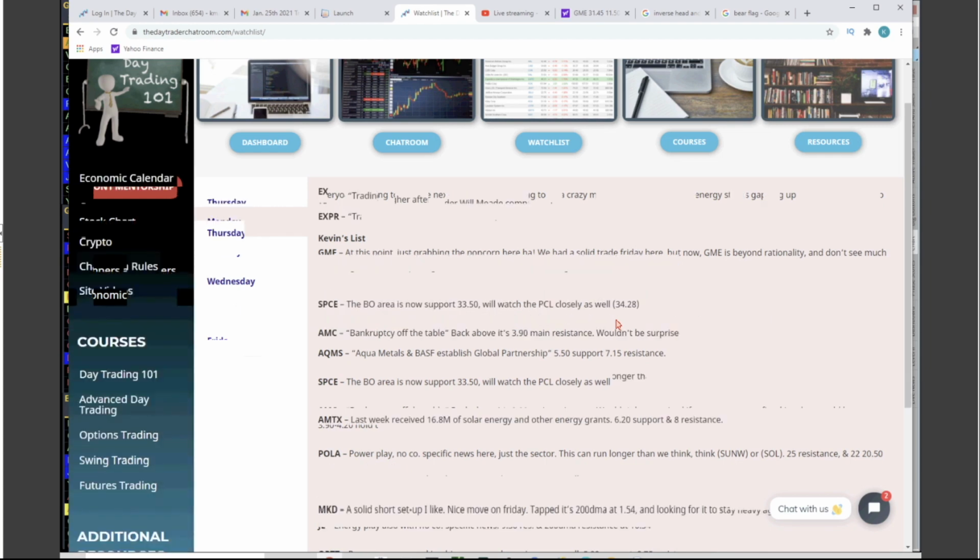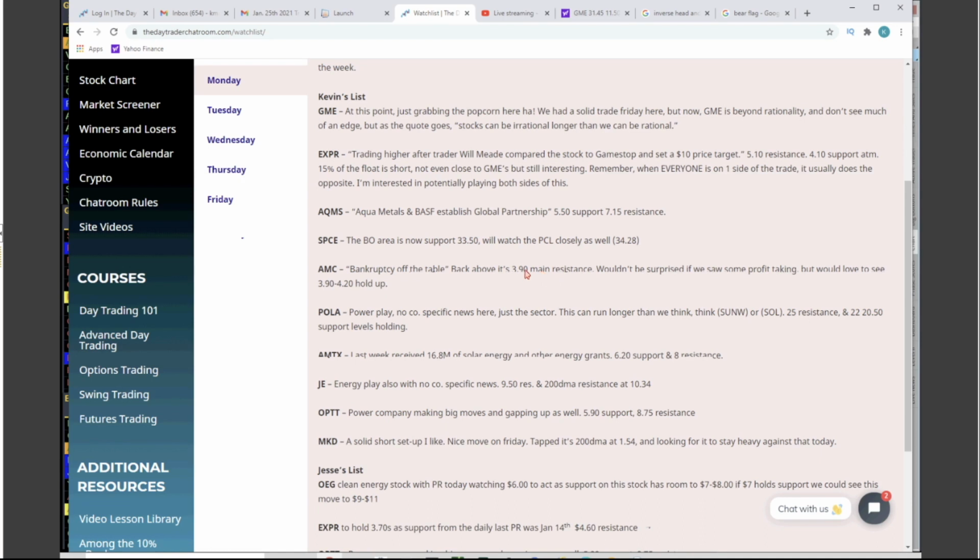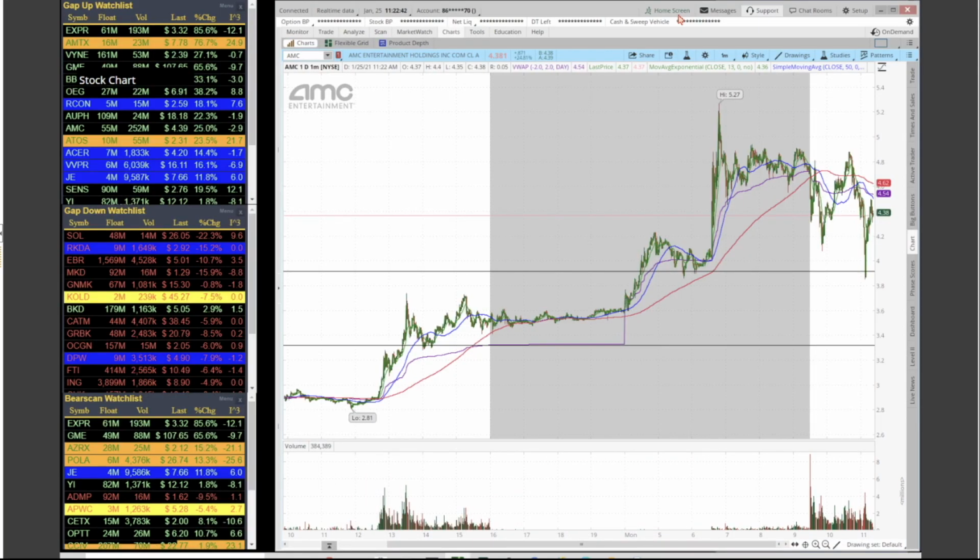Well, AMC, they came out with some news. Bankruptcy is off the table and it's back above that 390, which was main resistance. So I'd like to see if 390 to 420 is going to hold up. So of course I had the AMC chart pulled up this morning and was watching it very carefully. We did pull back to this 420 range, and that's when I started taking my positions.